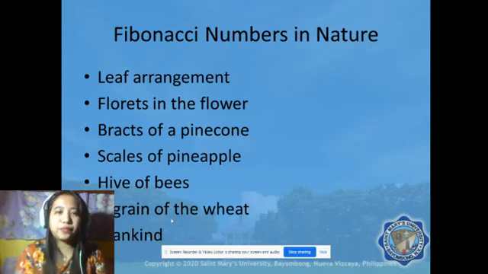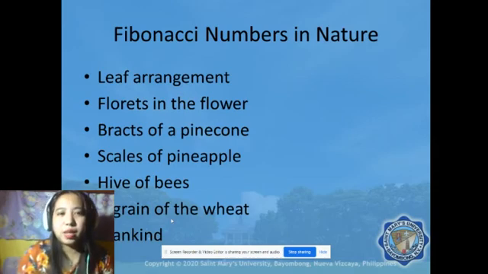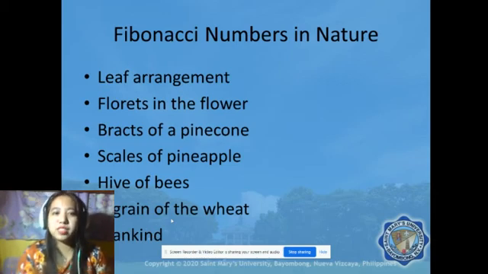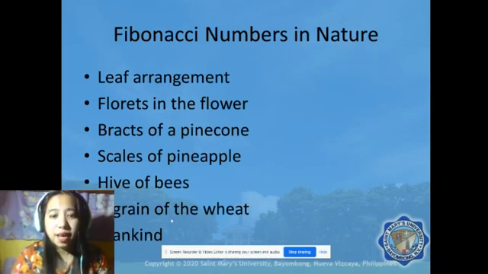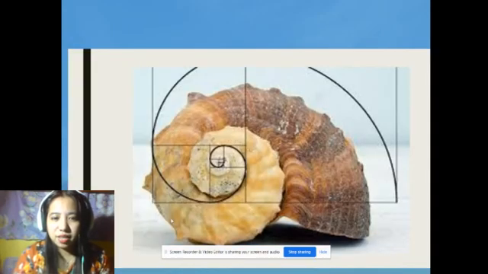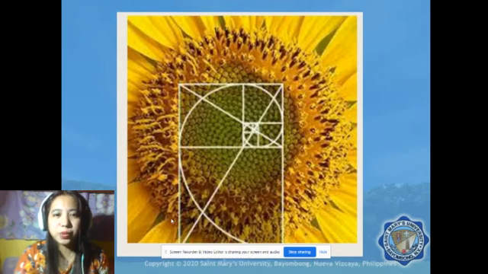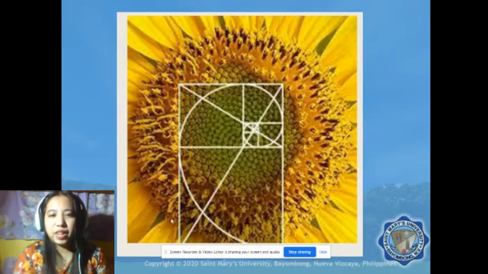Okay, so where can we find the Fibonacci numbers? We can find them in leaf arrangement, florets in the flower, bracts of a pine cone, the scales of a pineapple, a hive of bees, a grain of wheat, and even in mankind. So this is an example.